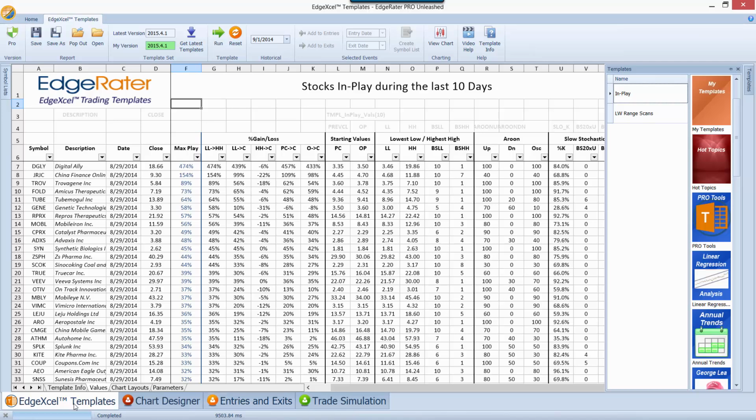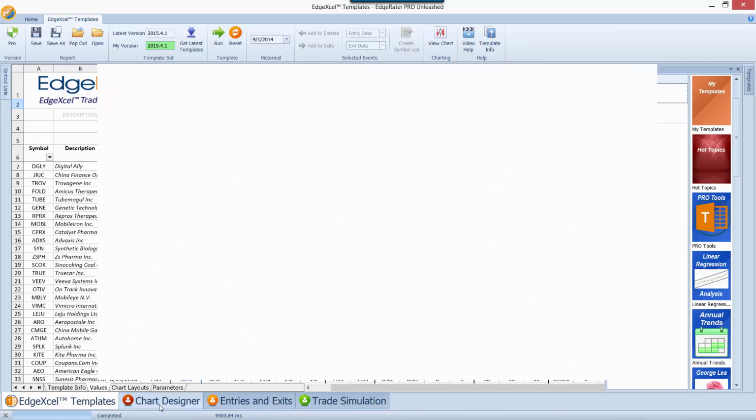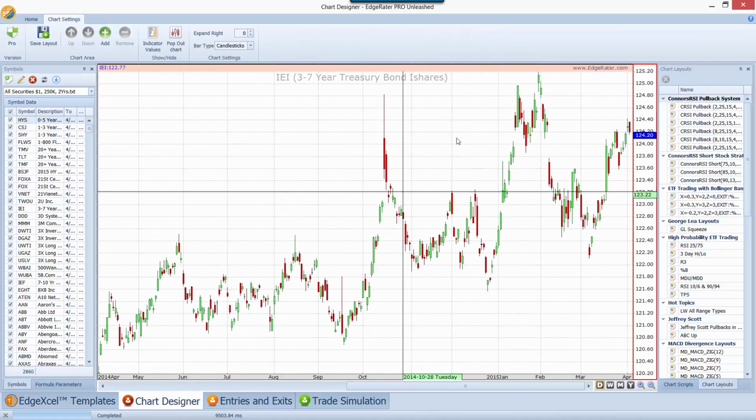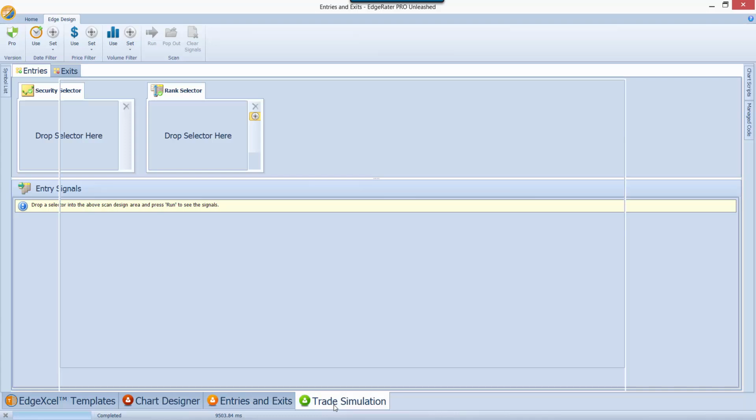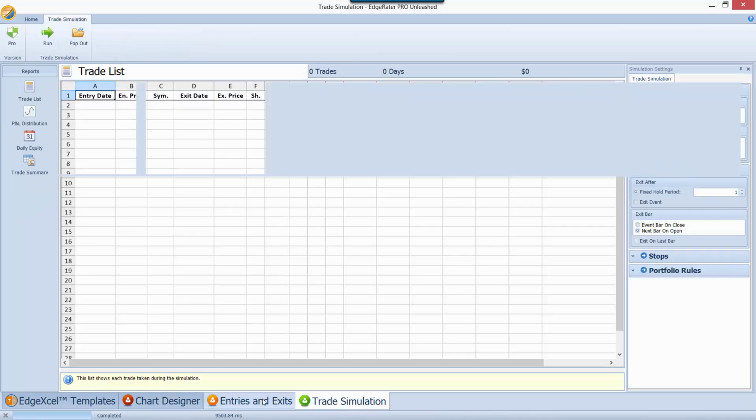So right now we've been focused on this tab in the program, which is the templates tab, which is where most people spend their time. There's a designer for charting. This is where you put together your own charts. We'll talk about that another time too. And then the last two tabs are your backtesting tabs: entries and exits, and trade simulation.